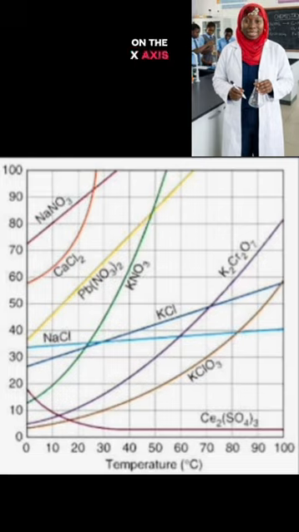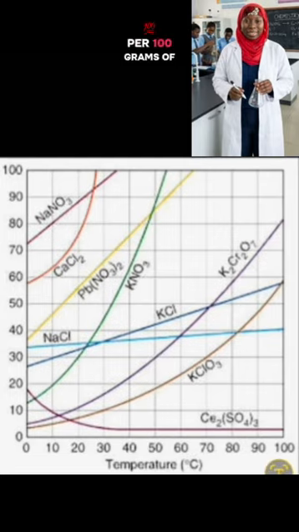On the x-axis, we have the temperature in degrees Celsius, while on the y-axis, we have solubility measured in grams per 100 grams of water, or 100 grams of H2O. When a salt dissolves in water, we usually produce three different types of solution. We can have a saturated solution, unsaturated solution, and supersaturated solution.